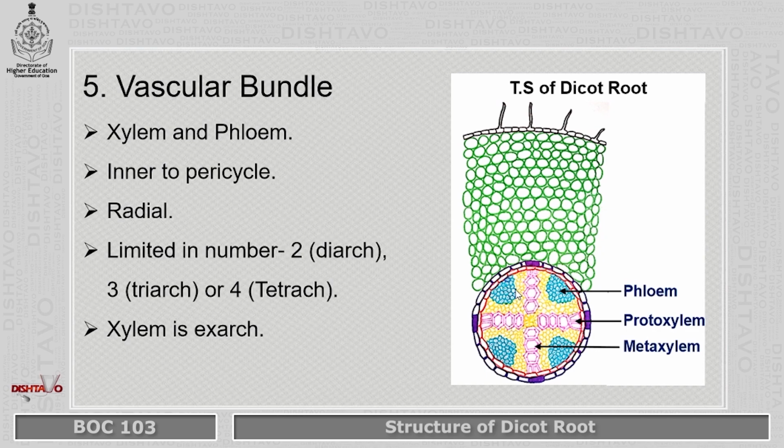They are limited in number, either diarch, triarch or tetrarch. Diarch means 2 vascular bundles, triarch 3 vascular bundles or tetrarch 4 vascular bundles. The xylem is exarch. Exarch means the metaxylem lies towards the center and the protoxylem lies towards the periphery. This condition is called exarch.